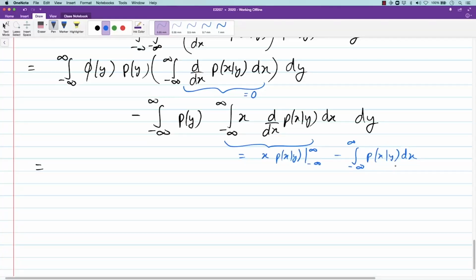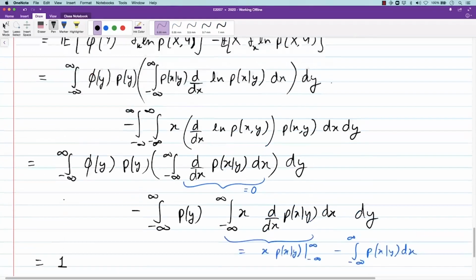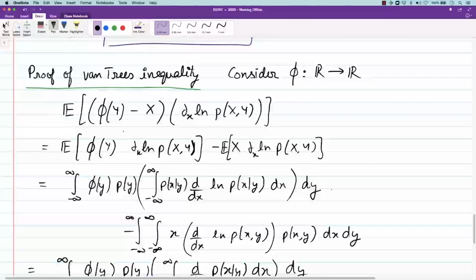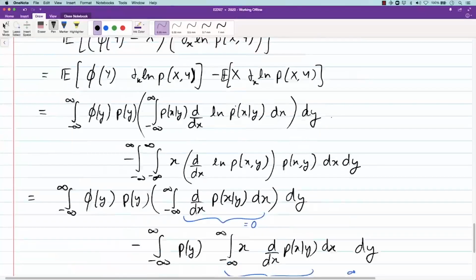But this guy here integrates to 1. Okay, and so this p_y also integrates to 1. So this whole thing becomes minus of minus 1, that's 1. So this whole thing becomes, first term is 0, second term is 1. The whole thing is 1. So what have we shown? We've shown that this quantity here, this inner product here, is 1.